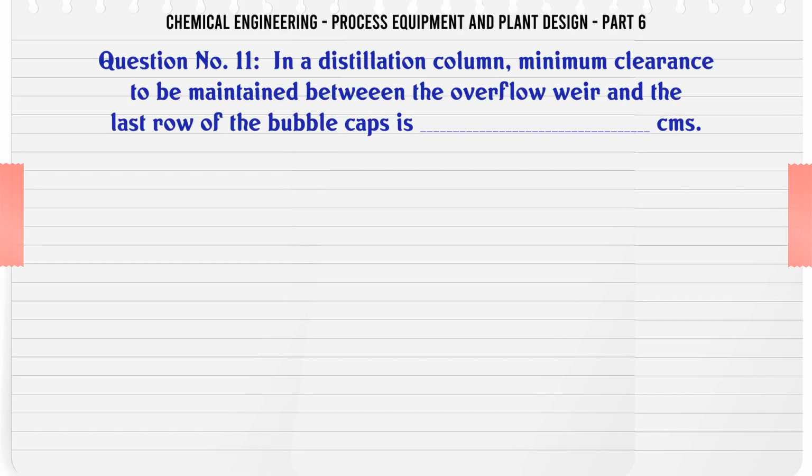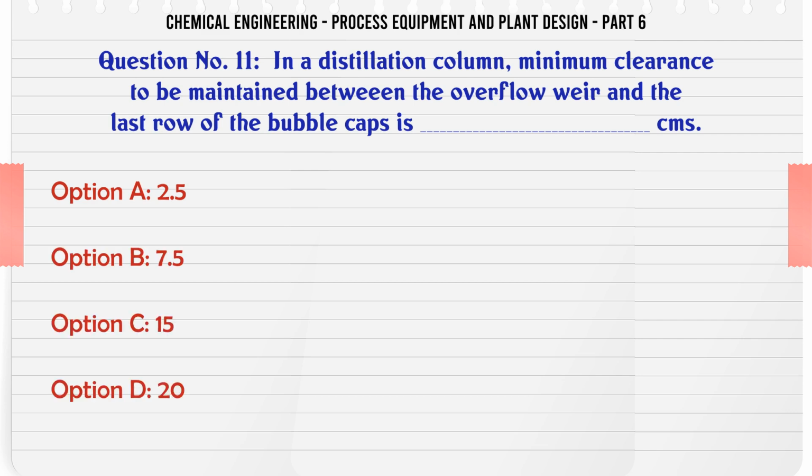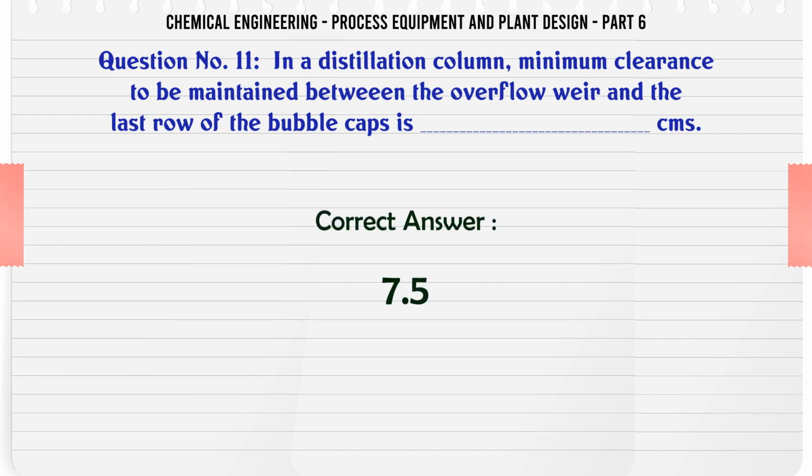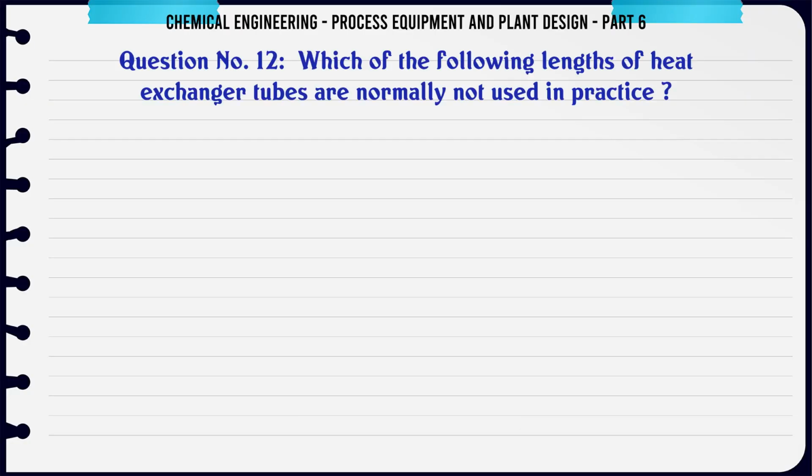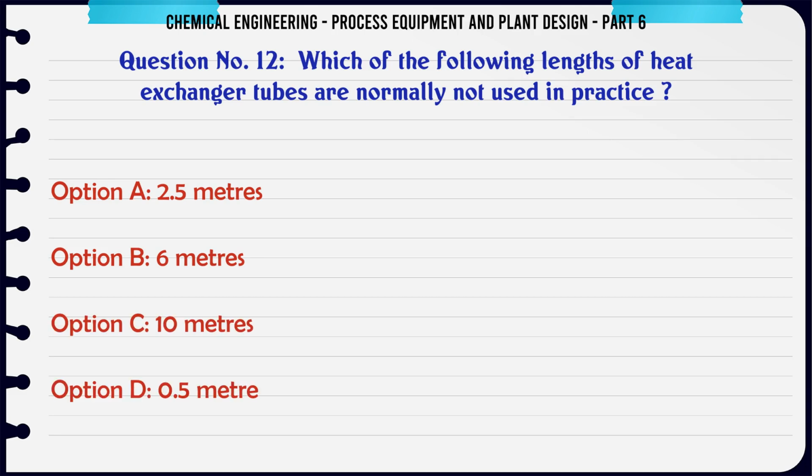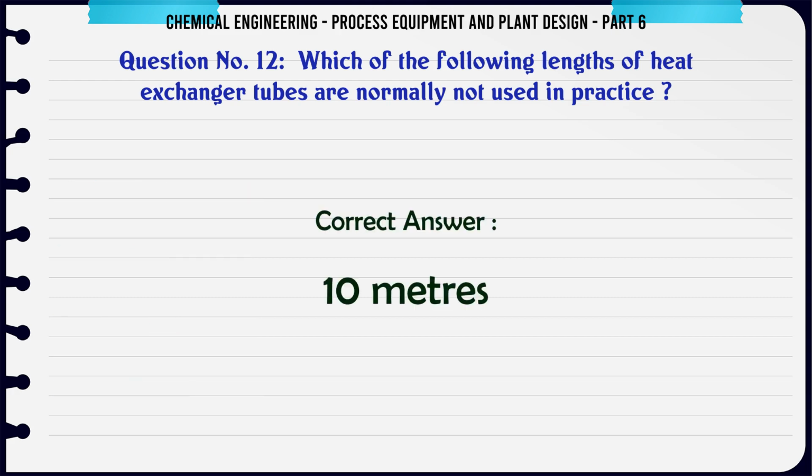In a distillation column, minimum clearance to be maintained between the overflow weir and the last row of the bubble caps is ___ cm. A 2.5, B 7.5, C 15, D 20. The correct answer is 7.5. Which of the following lengths of heat exchanger tubes are normally not used in practice? A 2.5 meters, B 6 meters, C 10 meters, D 0.5 meter. The correct answer is 10 meters.